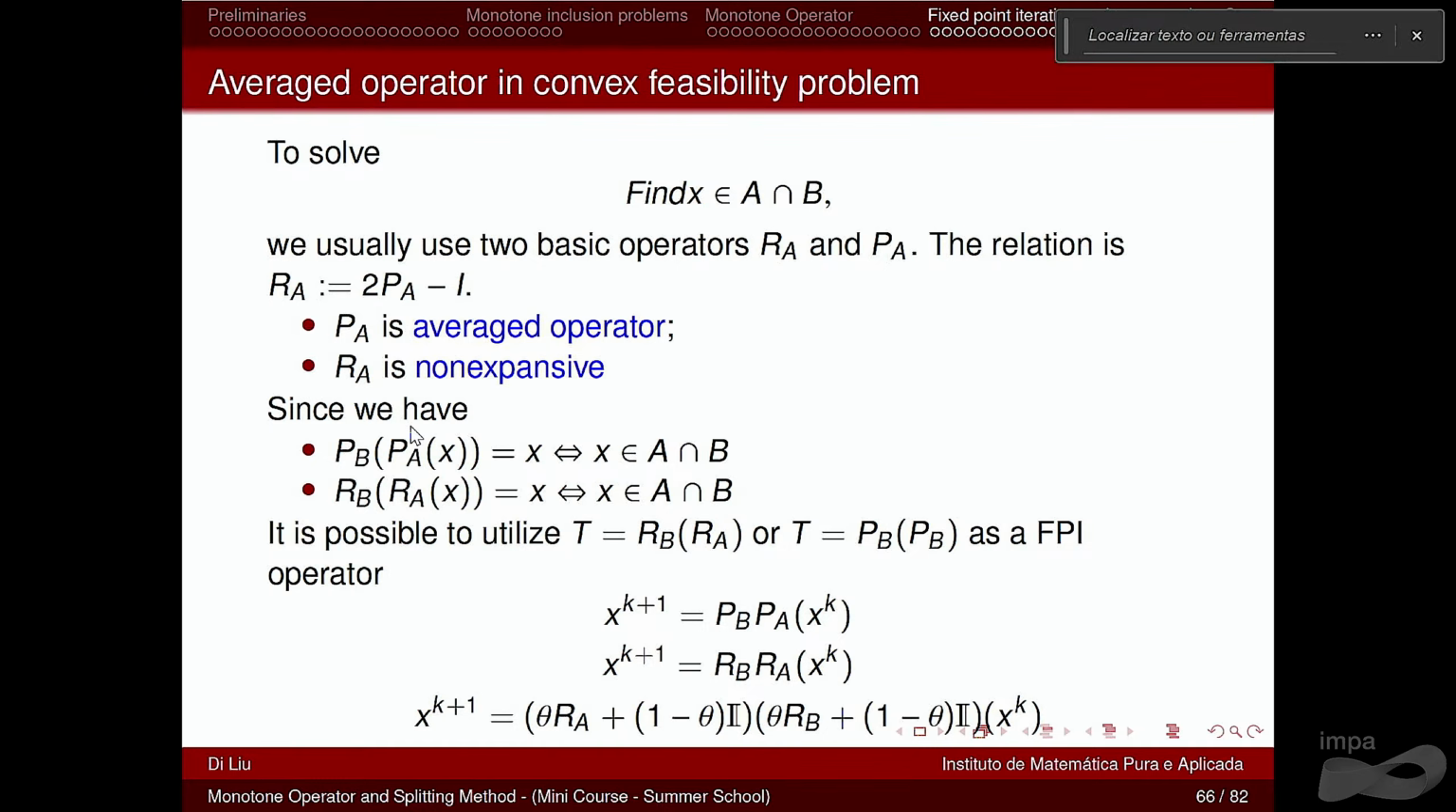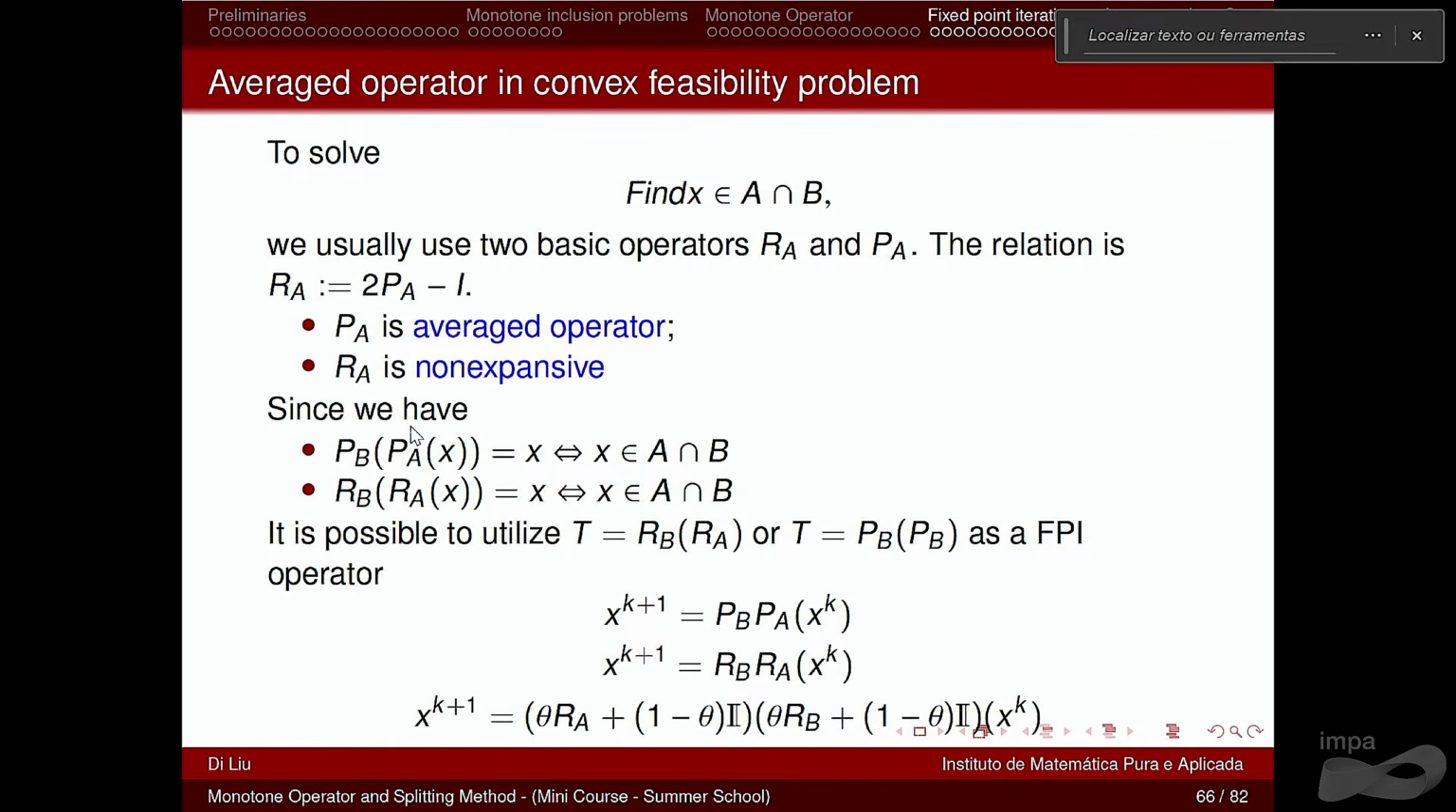Let's see the difference between the averaged operator and the non-expansive operator. We want to find a point in the intersection of A and B, where A and B are both closed and convex. Among the algorithms for solving this kind of problem, two kinds of operators are widely used. First is the projection, the orthogonal projection, and the second is the reflection. The projection is defined by the minimum of the distance from the point x to the set A, and the reflection is defined by 2 times P_A minus the identity.